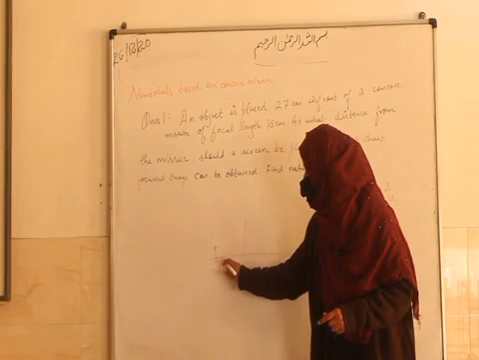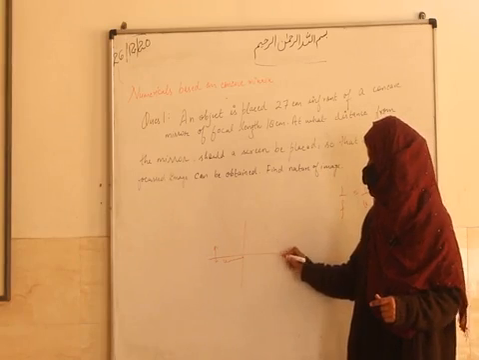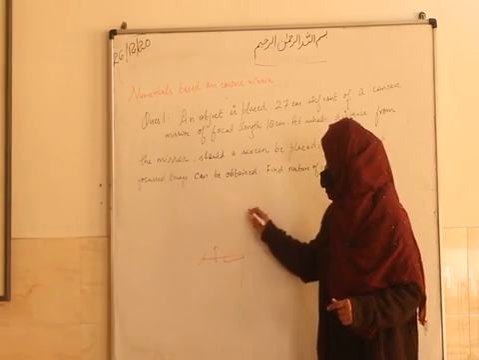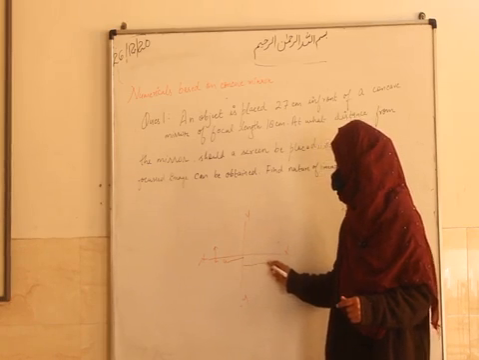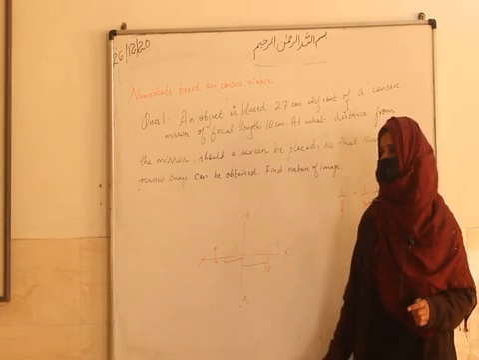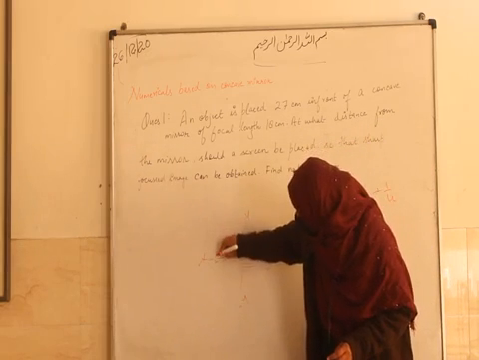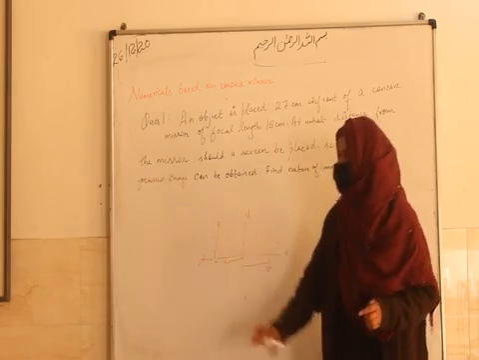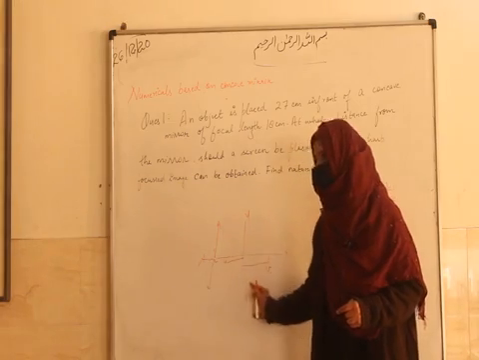Here, the u will be what here? Negative or positive? Negative. Fine. And if suppose the image is here, so v will be positive or negative? Positive. Okay. Now just look at the height of the object. Is the height of the object considered positive or negative? Positive. If it is down, it will be considered negative.